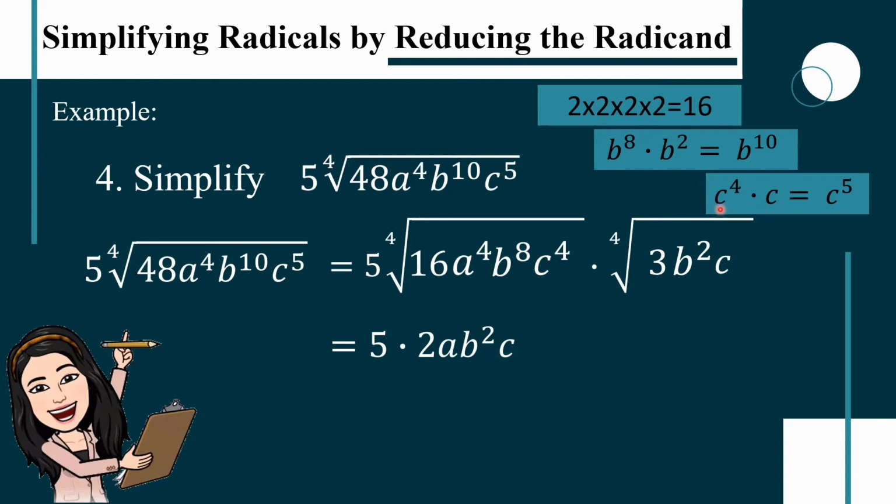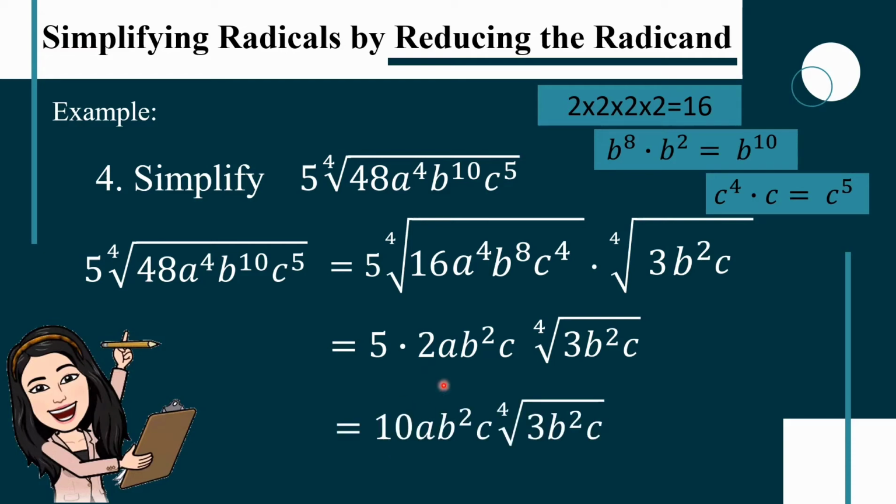And then, anong gagawin nga ulit natin dito? Ayan. So, we just need to copy it. So, therefore, ito na yung ating answer, no? Pero, take a look. Meron pa tayong pwedeng i-simplify dito. 5 times 2, i-multiply natin siya, and that would be equal to 10a b squared c 4th root of 3b squared c. Kinopya lamang ang remaining. So, therefore, this is our simplified form.